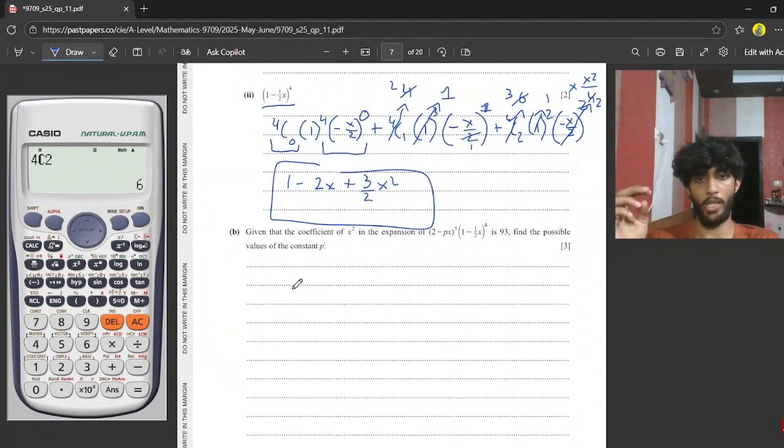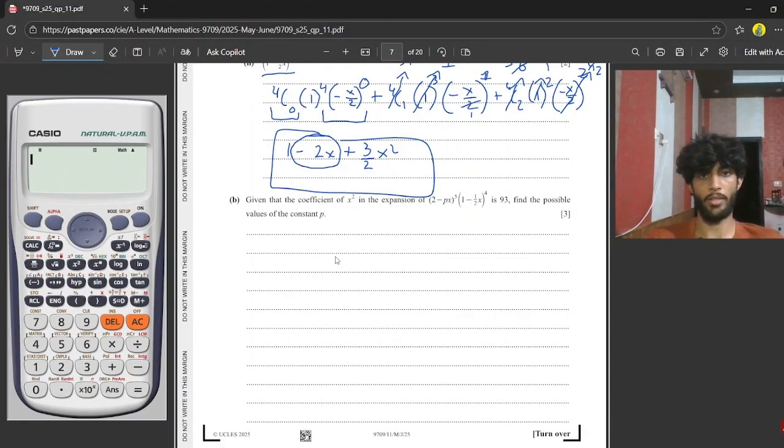And we can now head on to part B. Part B says, given that the coefficient of x raised to the power 2 in the expansion of this thing multiplied with this thing is 93, find the possible values of the constant p. So what is the question even asking you?